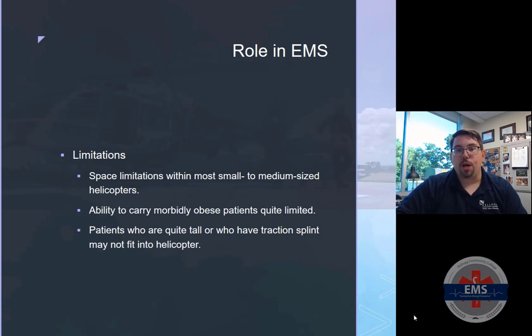We can only take so much stuff with us, so large of patients, so many patients, because most of these aircrafts are small to medium-sized helicopters. We also have the ability to carry morbidly obese patients, where it's quite limited as well, because they have to account for their weight. In order to get lift, you can only have so much weight. And sometimes you need more fuel to travel further distances, which means you need to be able to carry more fuel weight. The more weight you carry, the less your patient can weigh in order for you to get lift.